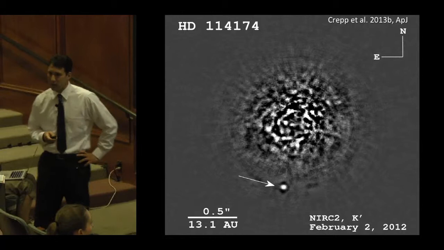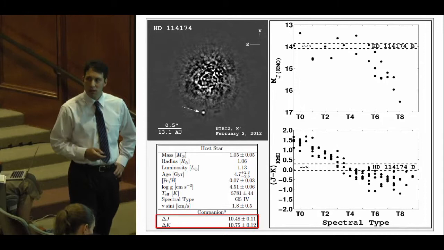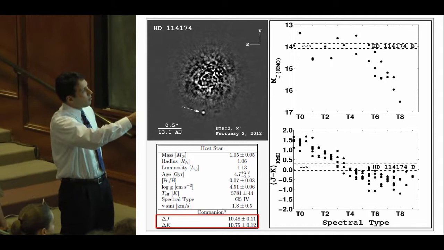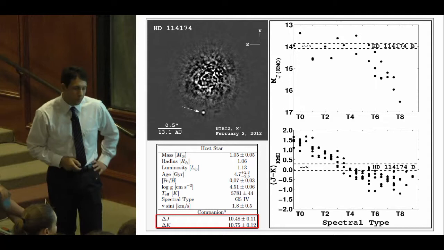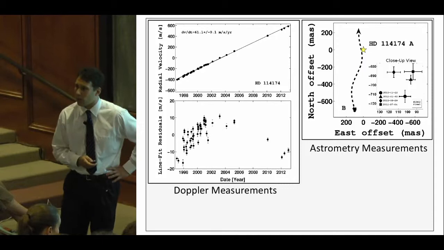One is HD114174. For a while, I was convinced that this companion was a brown dwarf because its brightness and colors were consistent with a somewhat mid-T type brown dwarf. It looked and smelled like a brown dwarf, but it turns out when I calculated the minimum dynamical mass from the astrometry and the Doppler observations using those equations that I showed previously, it was more than a quarter of a solar mass.